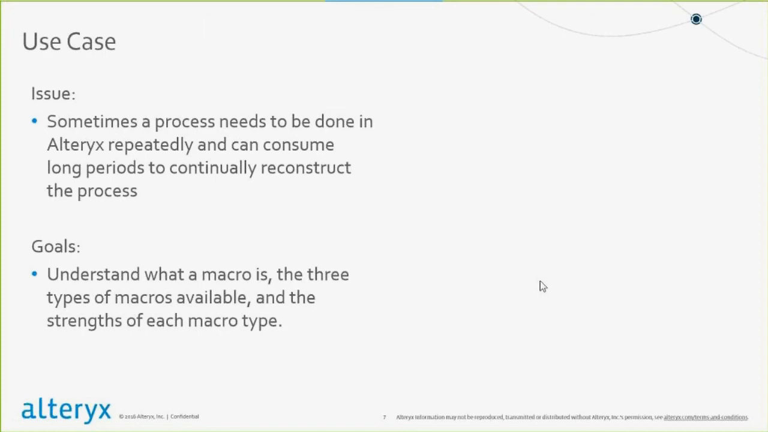Sometimes a process needs to be done in Alteryx repeatedly and can consume long periods of time. Or you may be using lots of tools to do it, and you don't want to redo it over and over and over again. A macro is a great way of packaging up a set of tools and making it essentially, visibly, one tool that you can use to configure how your workflow should run. So it's really valuable when you think from the aspect of an organization. If they're all running the same process to report on the same analytics, you could create that macro and share it with everybody so everybody gets the same analytics.